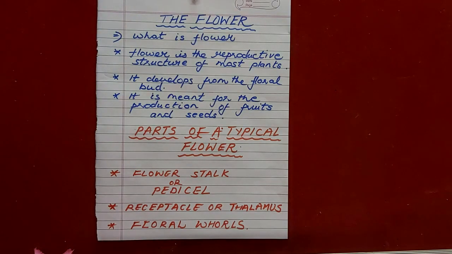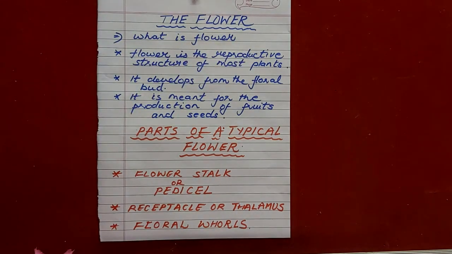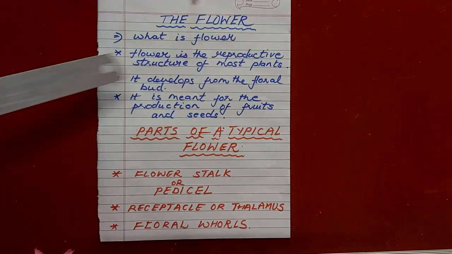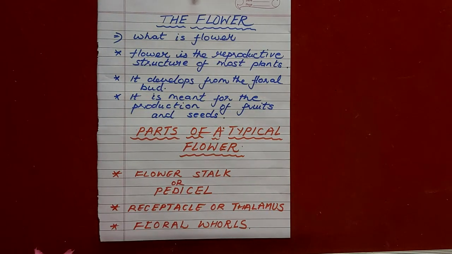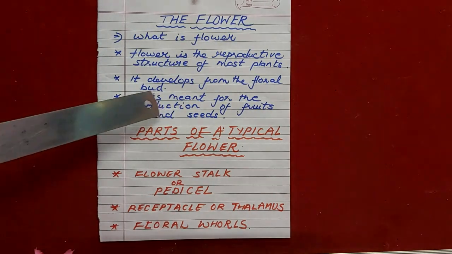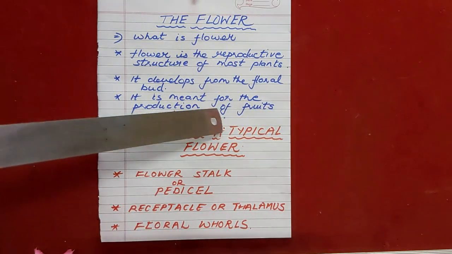First of all, what is a flower? We all have seen the flower. It's not a new thing, but biologically we are dealing with it now. So what is a flower? Flower is the reproductive structure of most plants. It develops from the floral bud and it is meant for the production of fruits and seeds.